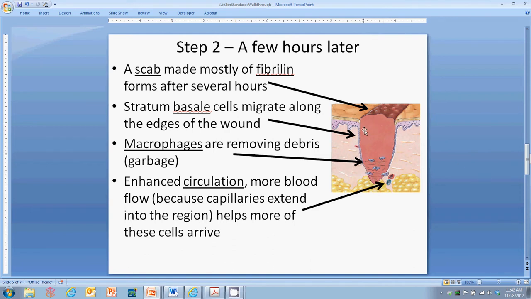If you're drawing this, you draw the scab up top, right? You draw some cells walking down the edge. You draw some macrophages eating the garbage, and you can draw these capillaries coming into the area.